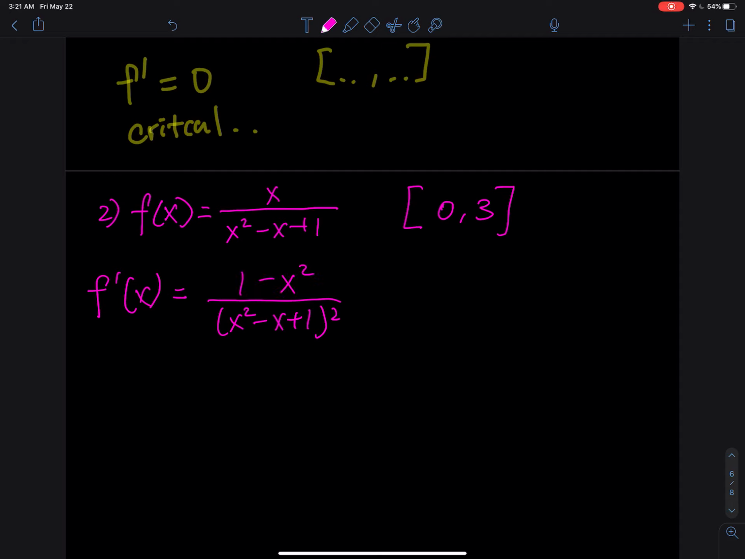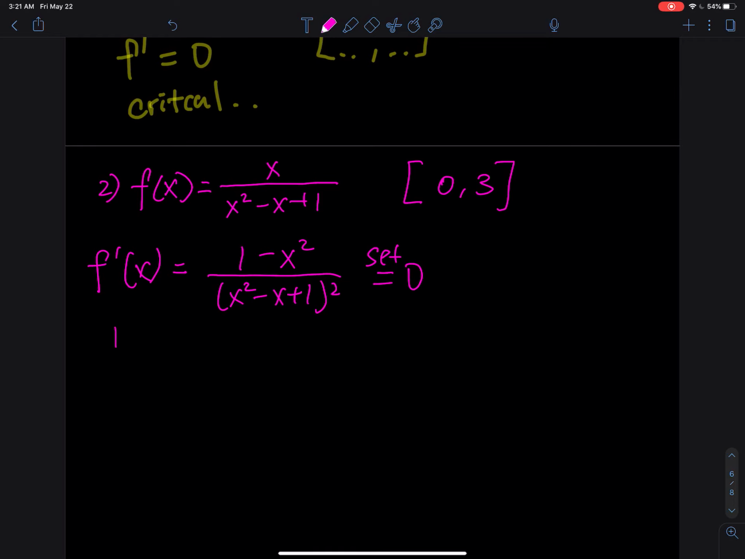So when you do this work, I expect you to use the quotient rule to take the derivative. Make sure you get the same thing. You have to simplify all the way to the end. And then you set that equal to 0, and then immediately the top must be equal to 0. So 1 minus x squared equals 0. Factor that, you have (1 plus x)(1 minus x) equals 0. All right, and then you solve for x. So we have x equals 1 and x equals -1.